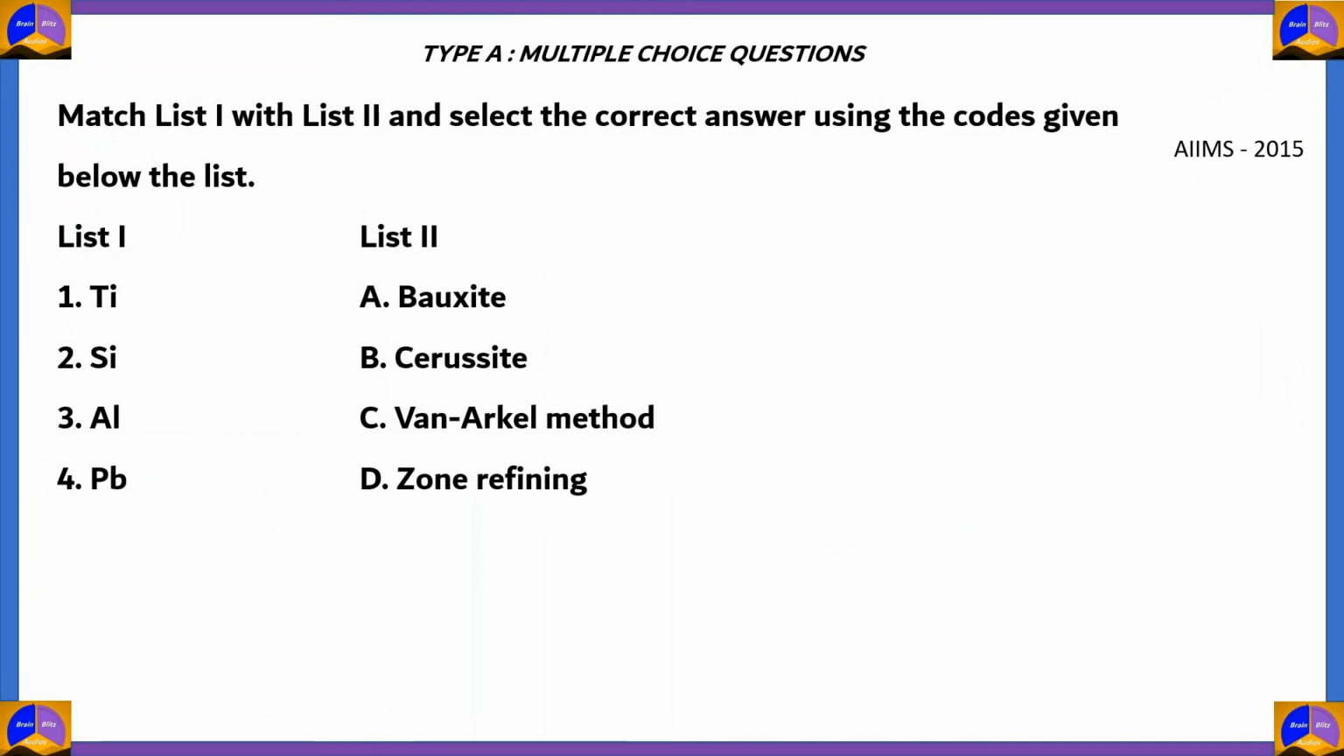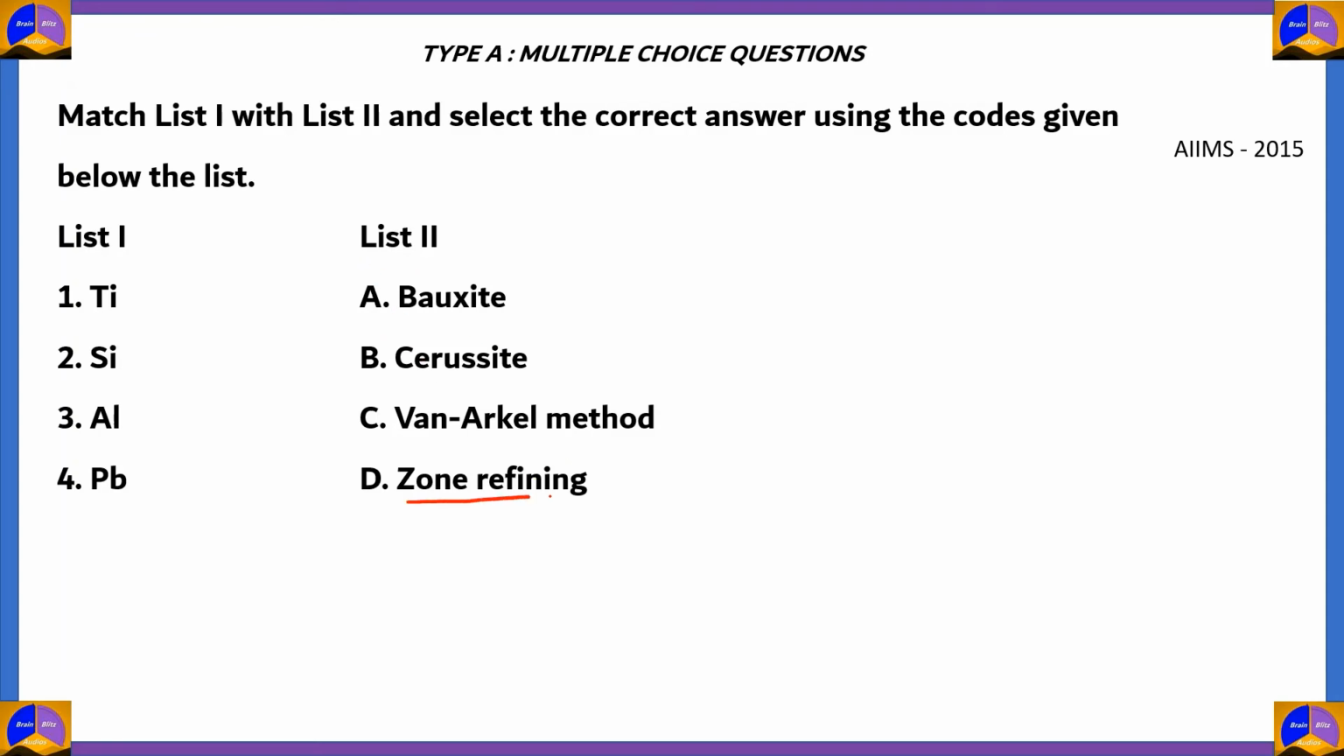So this question is also a match type question. So what we have to do is match list 1 with list 2 and select the correct answer. List 1 contains titanium, silicon, aluminum and lead. List 2 contains bauxite, cerussite, Van Arkel method, zone refining. So let's look at which of these could be correct. Let's find out the easy ones.